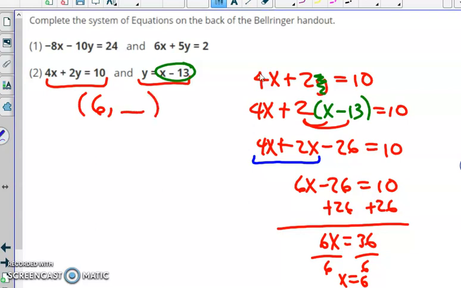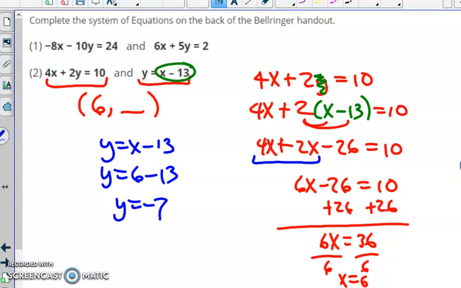To find the y value, we choose one of the equations. I would suggest choosing what you see as the easier of the two. I think the one in slope-intercept form is always going to be easier than the general form. We replace the x with 6. And so y has an answer of negative 7. So these two graphs are going to intersect at 6, negative 7.